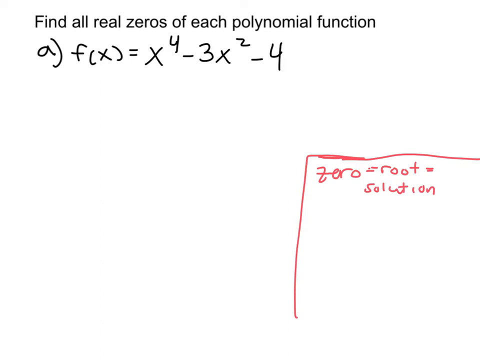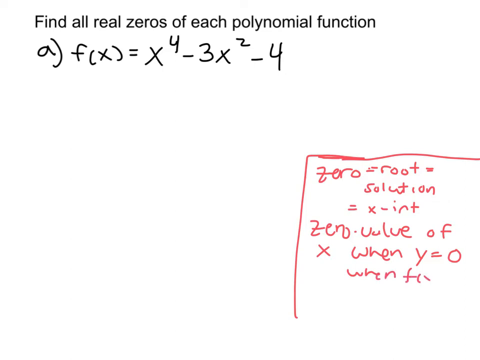Another word for a zero is an x-intercept. So a zero is basically the value of x when y equals 0. Or in other words, when f of x equals 0. Okay, so that's what a zero is. All right, so let's find the zero of this function.